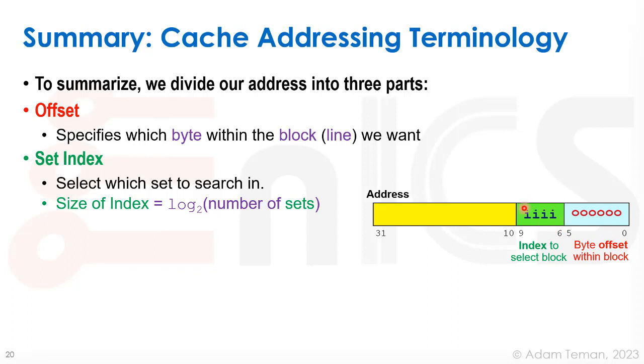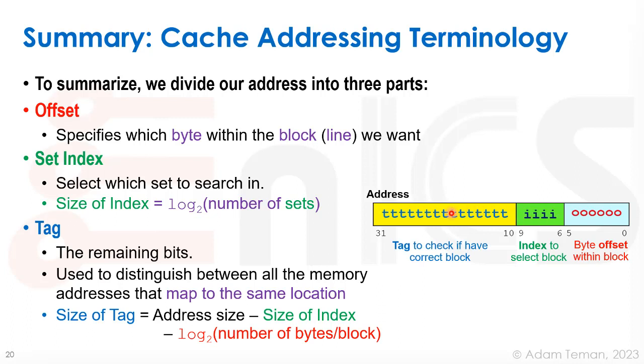Then we have the set index, and the set index is log2 of the number of sets, and that is used to choose which set our particular address is going to be stored in. And then finally, all of the remaining bits are going to be used for the tag, and so the size of the tag is the address size minus the size of the index minus log2 of the number of bytes in a block.